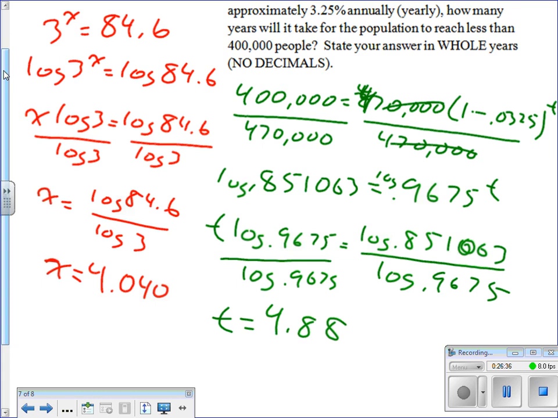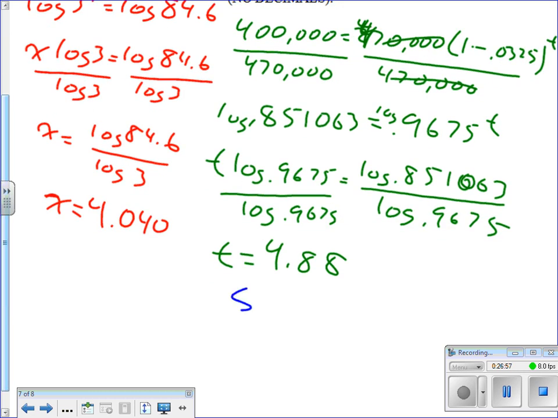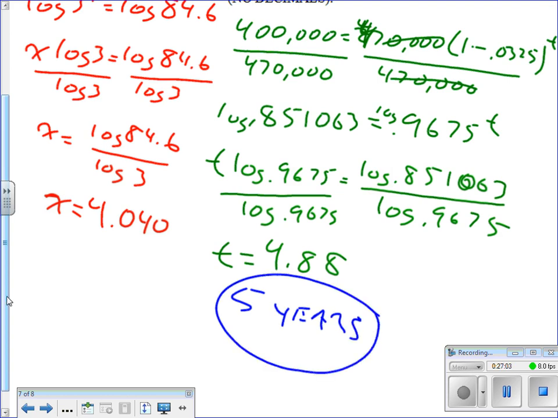How many years will it take for the population to reach less than that? That tells me how many years to get exactly that. So I want less than that, which means I need to keep going, right? To the nearest whole year. So my answer actually should be what? 5 years. Because 4.88 is when it gets to 400,000 people. I want the nearest whole year that's less than that. So 5 years. Does that make sense?